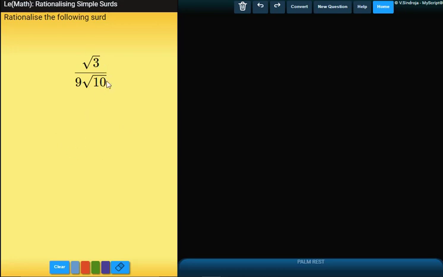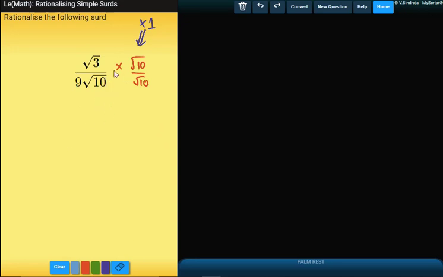So we're going to do that here. What we're going to do is times top and bottom by root 10 over root 10. You'll see why in a minute. I don't really care about this 9. That's not really a surd, it's just an integer. I just care about this thing here. I want to try and eliminate that. So the idea is we're going to multiply top and bottom by root 10 over root 10. But just keep in the back of your mind that what you're really doing is just multiplying it by 1, which doesn't actually change the value of that fraction.